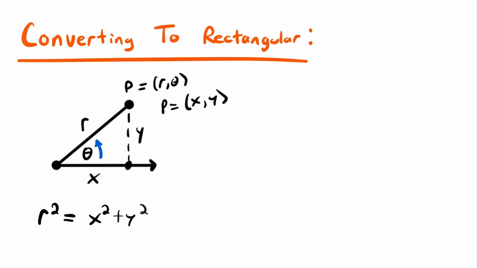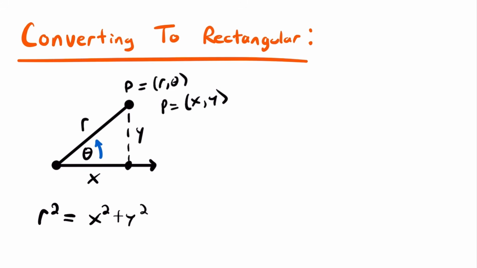And if you wanted to, you could solve for r by taking the square root of both sides. That would give you r is equal to the square root of x squared plus y squared. But typically it's easier to remember r squared is equal to x squared plus y squared. And so that's one equation that we can use to convert between our coordinate systems.